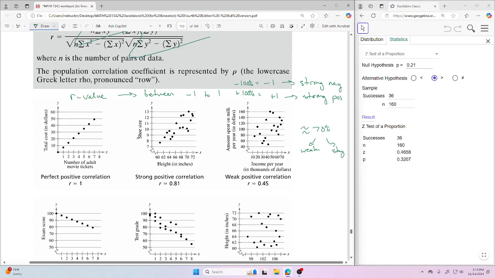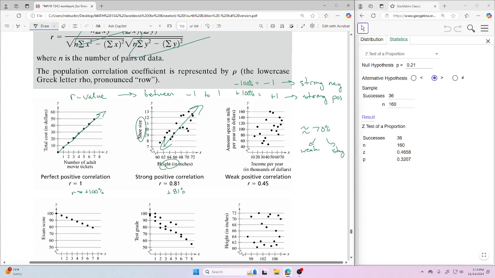So here we go. And it says R equals 1. That means R equals positive 100%. And look, positive 100% is every duck is in a row. I mean, it's a 100% straight line. And they're using tickets and costs. The more tickets, the more costs. 100%. It's always going to happen. Strong positive. Look, we got 81% positive. Height and shoe size. That makes sense, right? The taller you are, probably the bigger your shoe is, because you got bigger feet. Because you're probably just bigger.